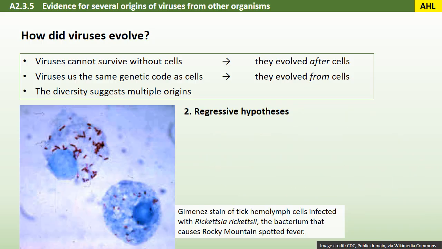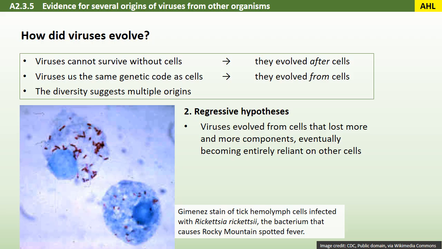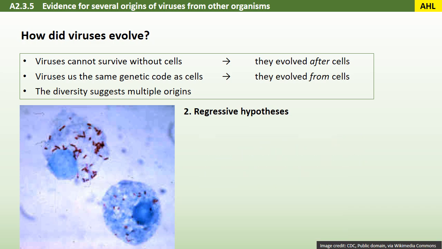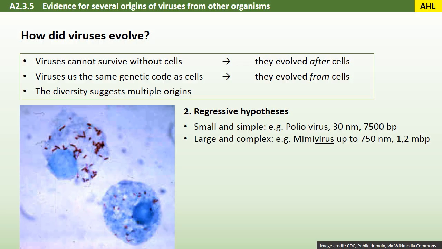According to the regressive hypothesis, viruses evolved from cells that lost more and more components, eventually becoming entirely reliant on other cells. This is supported by a variation in self-reliance and complexity of both viruses and bacteria. For example, there are small and simple viruses like the poliovirus, 30 nanometers, 7,500 base pairs. And there are large and complex viruses like the giant virus, up to 750 nanometers and 1.2 million base pairs.